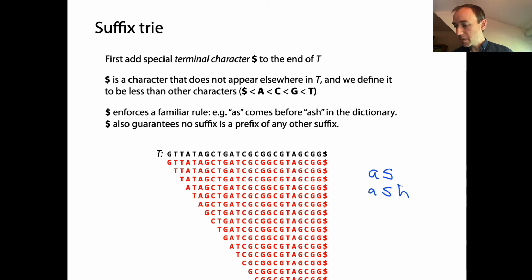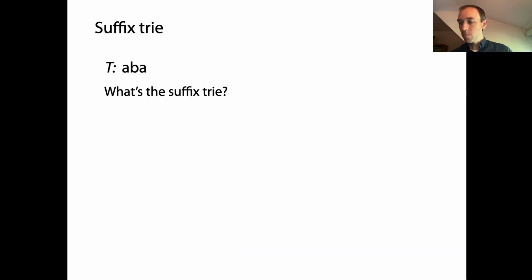Oh, this is a prefix of that, so it comes first. However, if I stick this $ sign in, remember the $ sign is different from all the other characters in the string, I don't need a special rule because by the time I get to here, the tie is broken and we know that "as" comes before "ash". So intuitively, that's the purpose that it serves. It's so that we don't need a special case, an extra rule, for the case where one string is a prefix of another. Okay. All right.